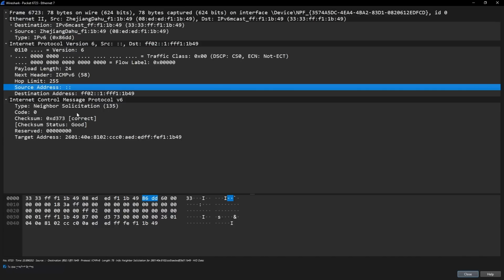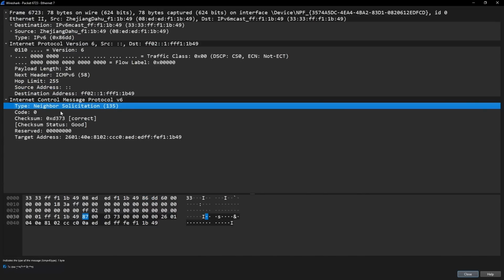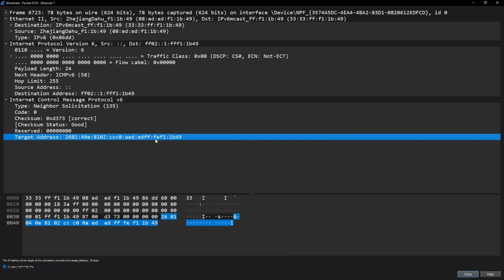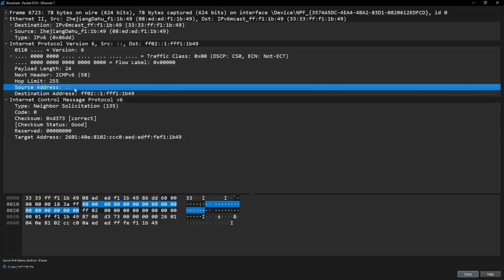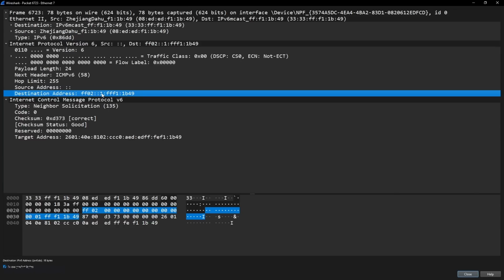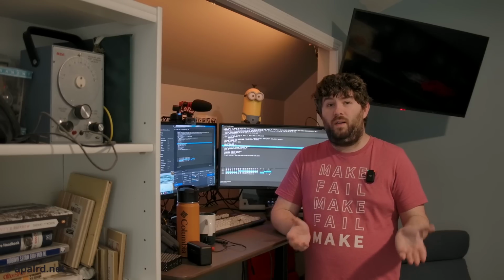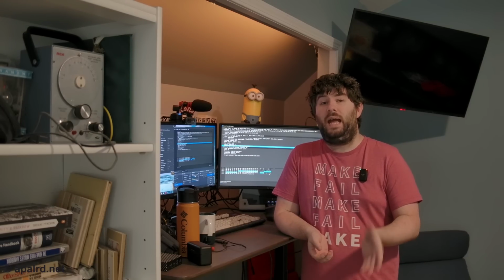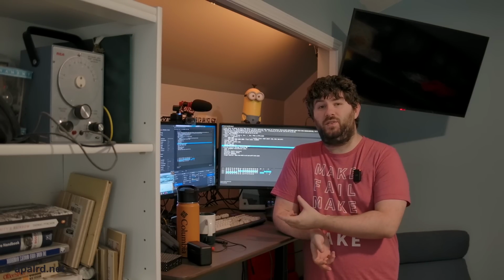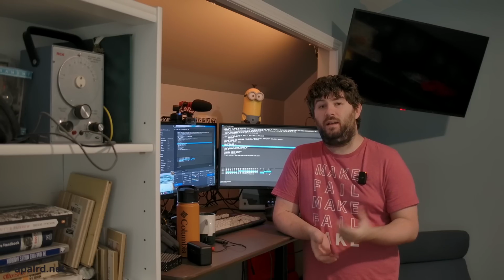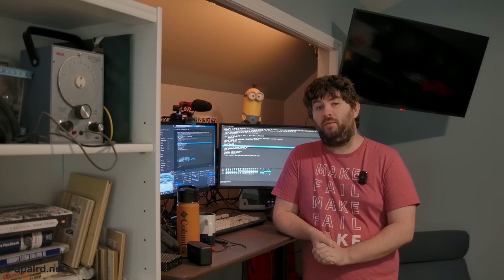So another use of multicast here is a neighbor solicitation. In this case, someone is looking for this address. They're probably doing duplicate address detection because they actually don't have an address. And so they're sending a multicast to FF02::1:FFF1:1B49. So what is this address here? Well, it's FF, so we know it's an IPv6 multicast. It's a 0, so it's globally assigned, and it's a 2, so it's a scope of link local.